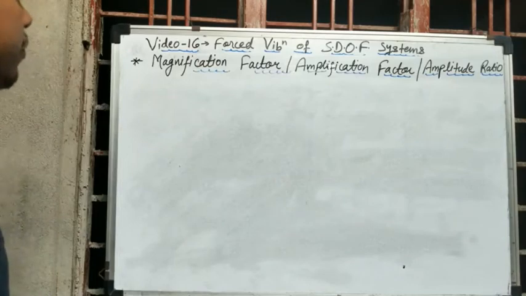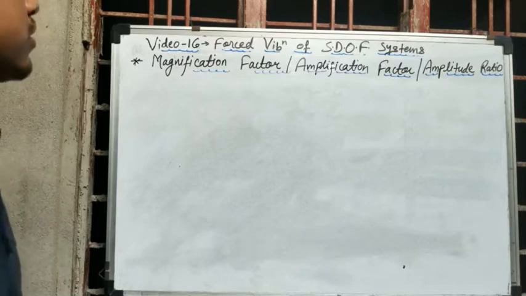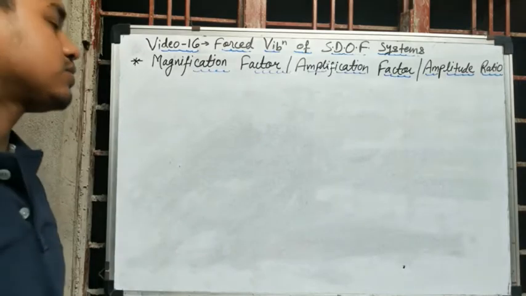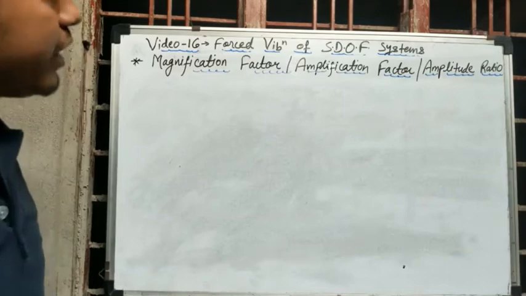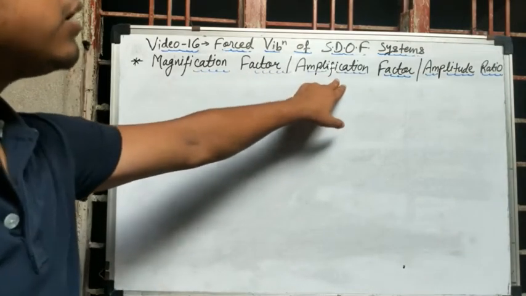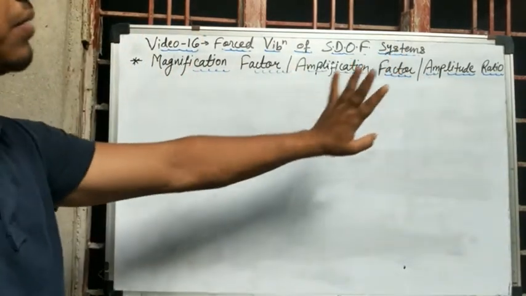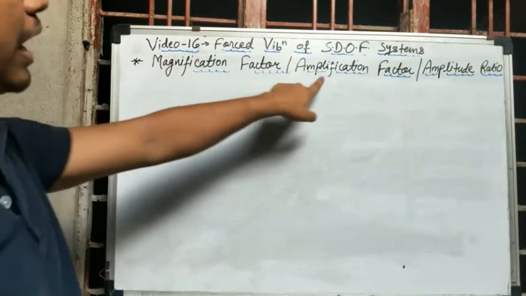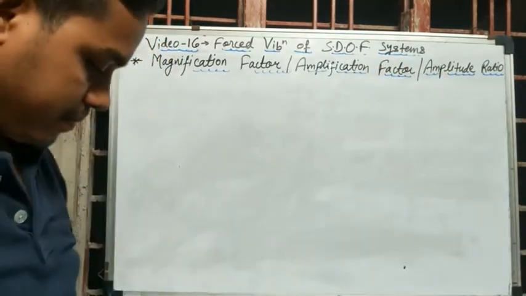In today's video, we are going to derive a formula for a very important topic in the entire forced vibration of single degree of freedom systems. The formula we are going to derive today is the formula for magnification factor, amplification factor, or amplitude ratio. These all are the same terms: magnification factor, amplification factor, or amplitude ratio, right?